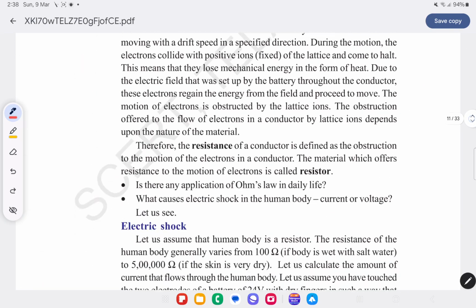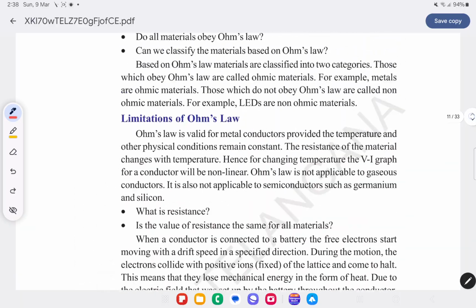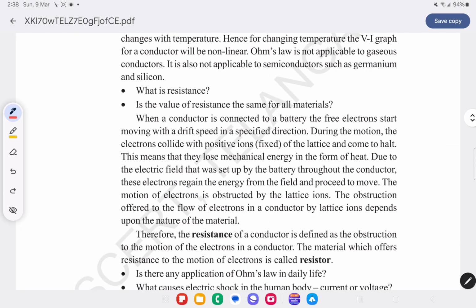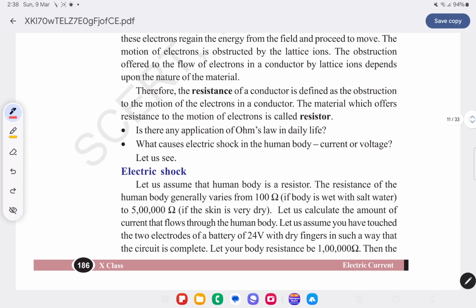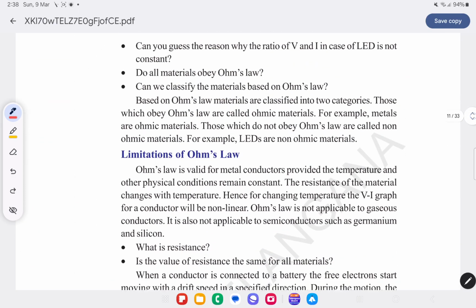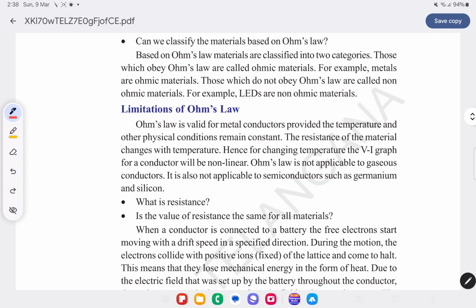Next, limitations. See, Ohm's law is valid only for metal conductors. The condition is that temperature and other conditions should remain the same, meaning temperature should not vary. If temperature varies, Ohm's law is not applicable to metals also.